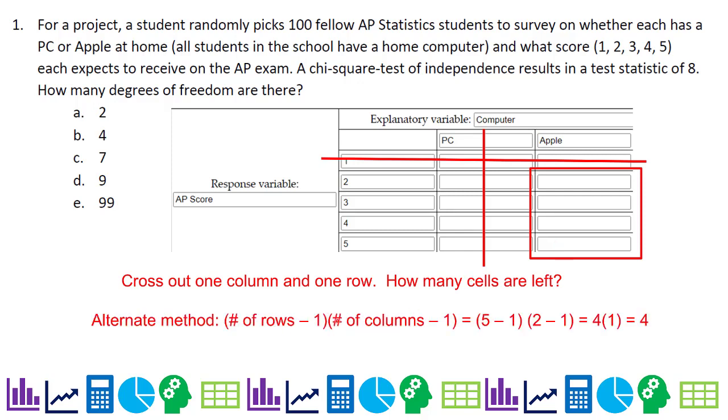Now, the other way you can do it is you can just say the number of rows minus 1. So 5 minus 1 is 4. And the number of columns minus 1. 2 minus 1 is 1. And 4 times 1 is 4. Gives you the same answer.